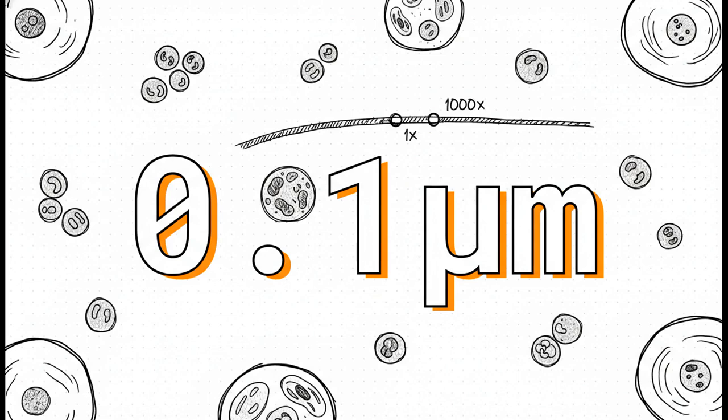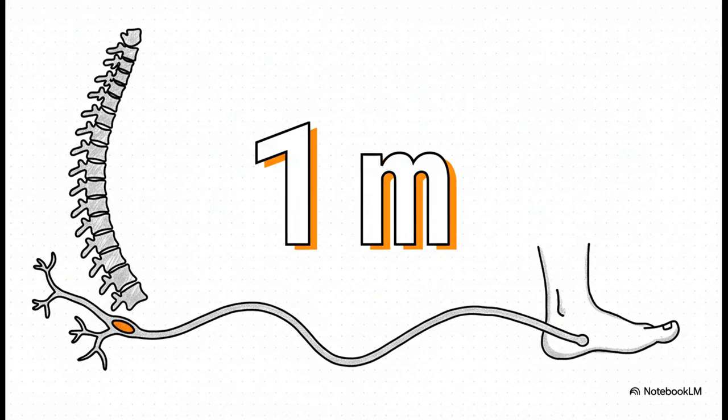Just incredibly tiny. Okay, so that's the smallest. Now let's go to the other end of the spectrum. What do you think is the longest cell in your own body? A muscle cell? Maybe? Skin cell? Nope. It's actually a single nerve cell, a neuron, that can stretch all the way from the base of your spine down to your big toe. That is one single cell. That can be a meter long.